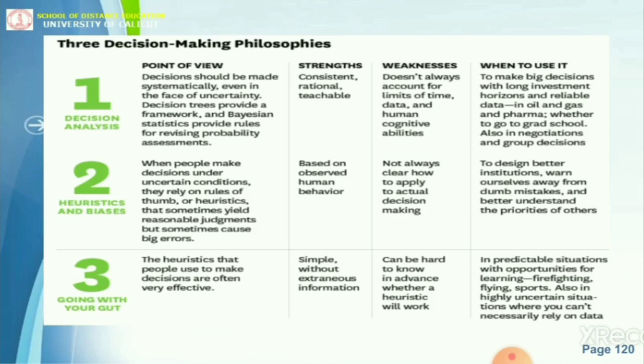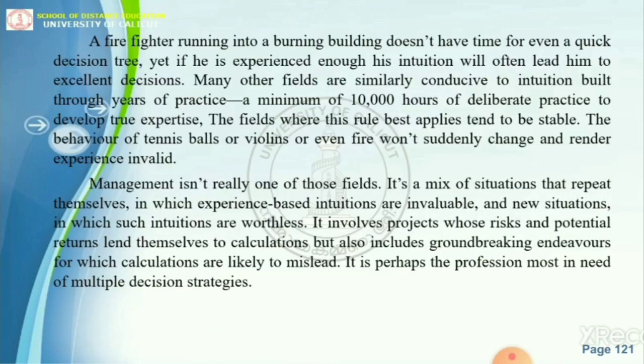And how is it made? Heuristics and biases: it is based on observed human behavior. And the last one is going with your gut: simple, without extraneous information. Then we have to know the weaknesses, and when to use each. So this table illustrates the three decision-making philosophies and how we can take different decisions from different biases.